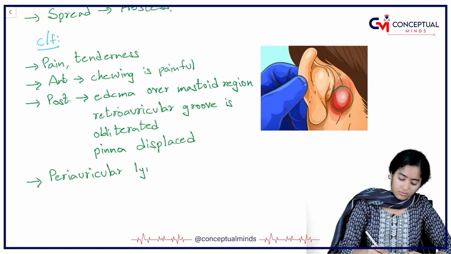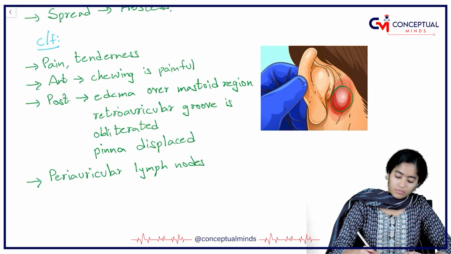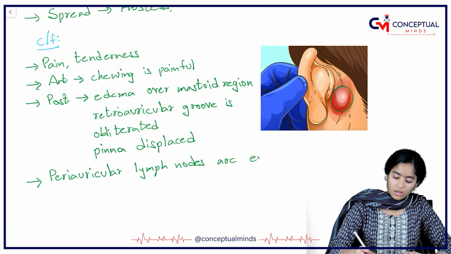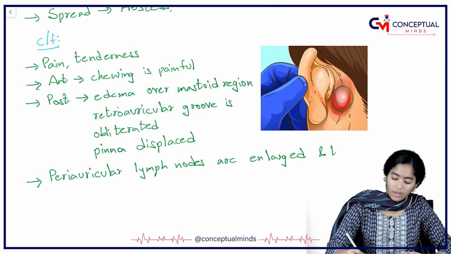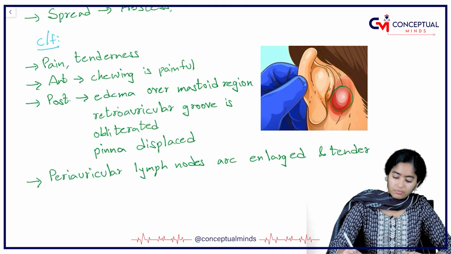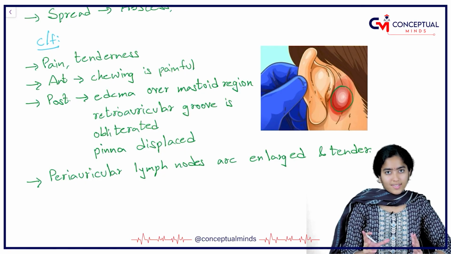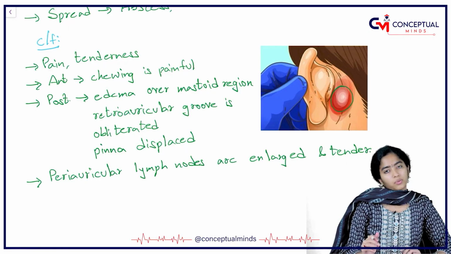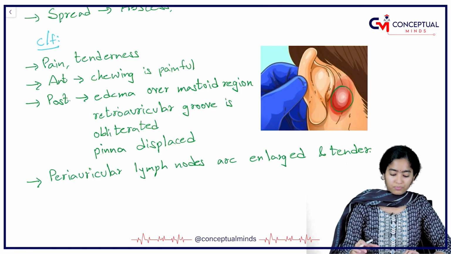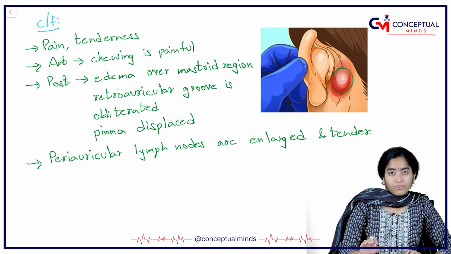Periauricular lymph nodes are enlarged and tender. Yes, and this furuncle might rupture at some point, and if at all it ruptures, all the discharge comes out, and that will lead to purulent discharge. So these are the clinical features of furuncle.